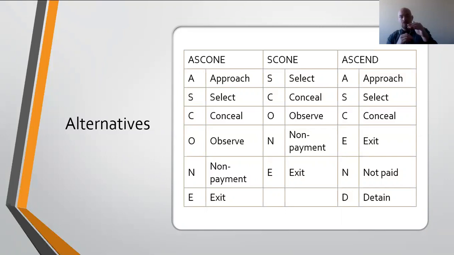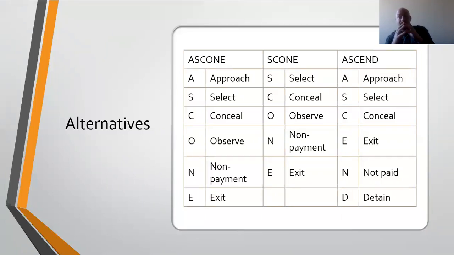So ASCONE, you've got approach, select, conceal, observe, non-payment, and exit. I personally think that's the model that fits what we're looking to do best. SCONE is another commonly used one. You will see that used quite often. Shortened down version is basically just select, conceal, observe, non-payment, and exit.